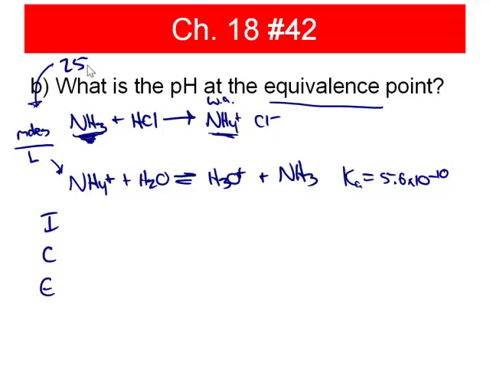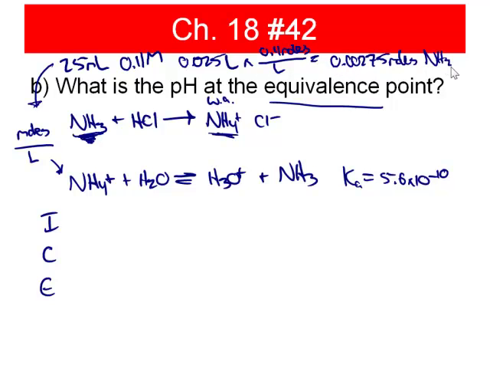So we have 25 milliliters of that solution to begin with, okay? It has a concentration of 0.11 molar, so if we change this to liters, 0.025 liters times the concentration, 0.11 moles of ammonia per liter. Okay, we're going to get that we start with 0.00275 moles of NH3.